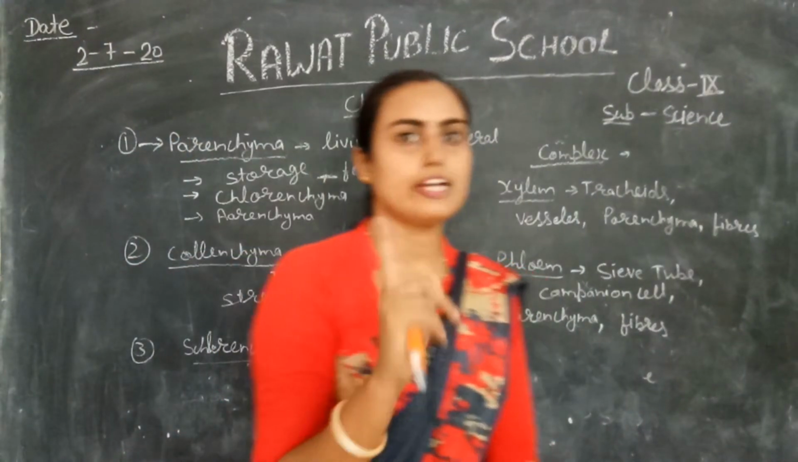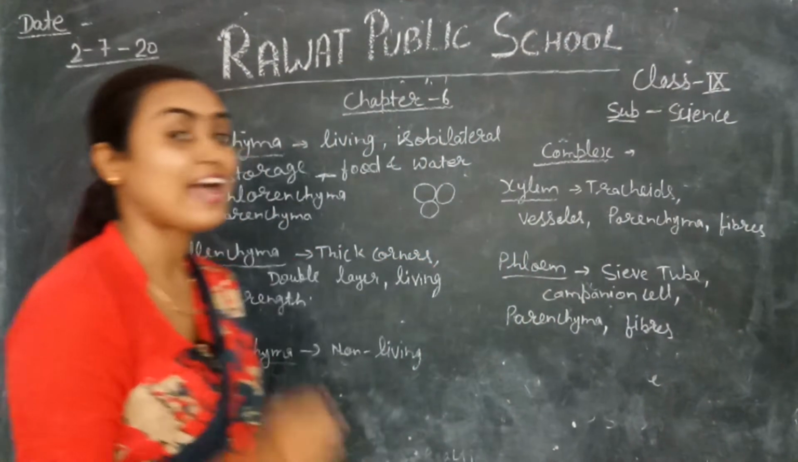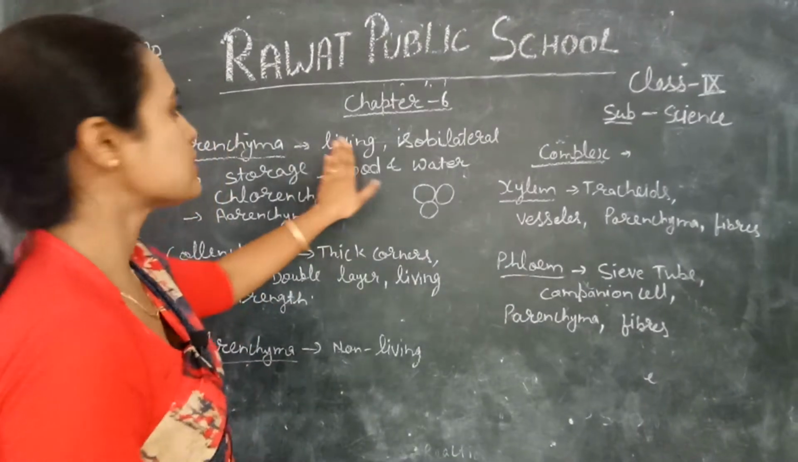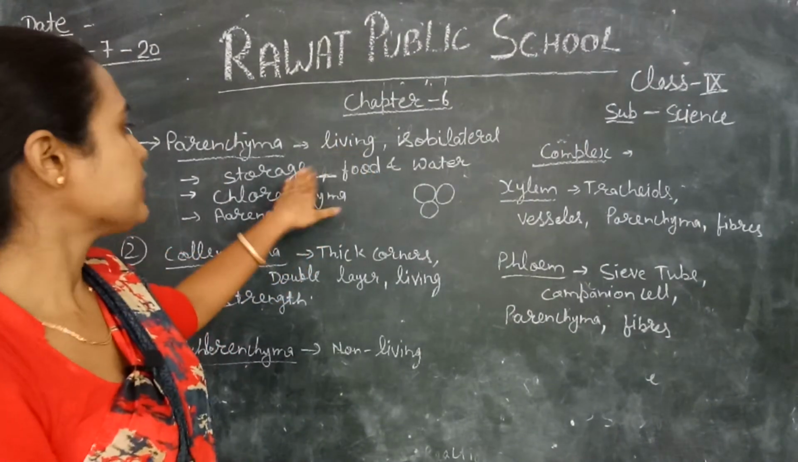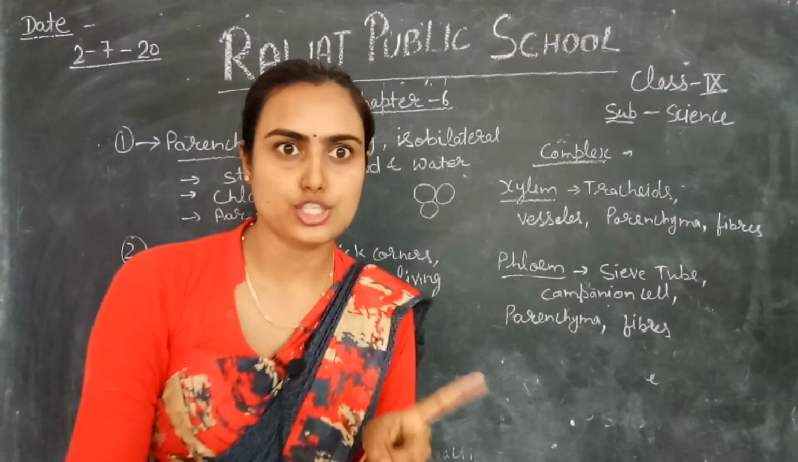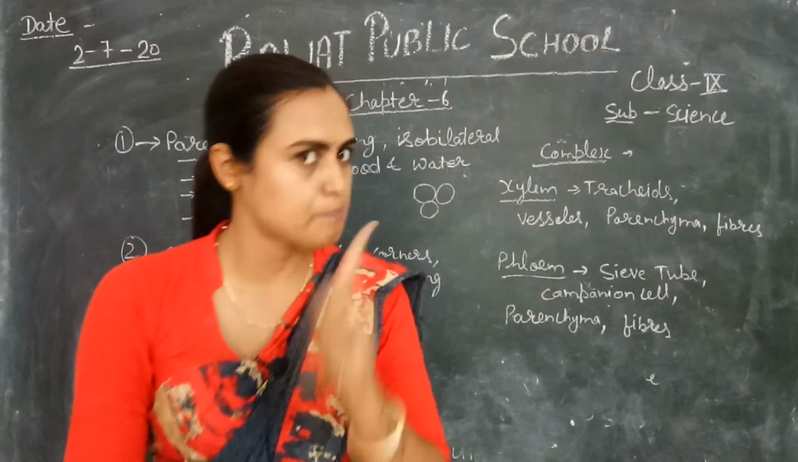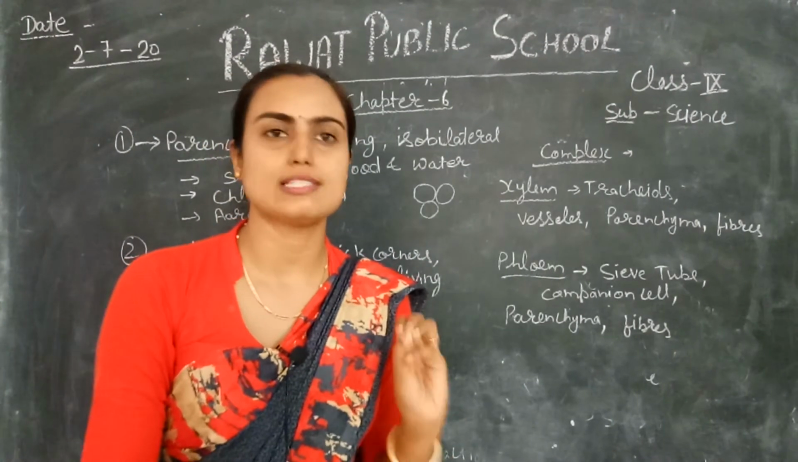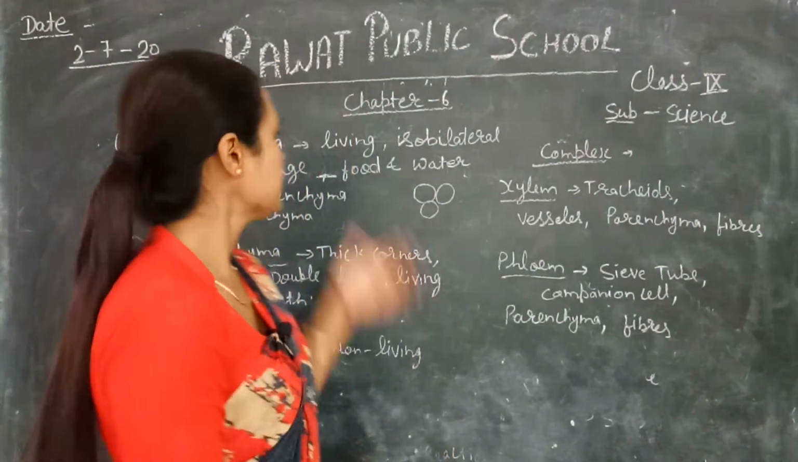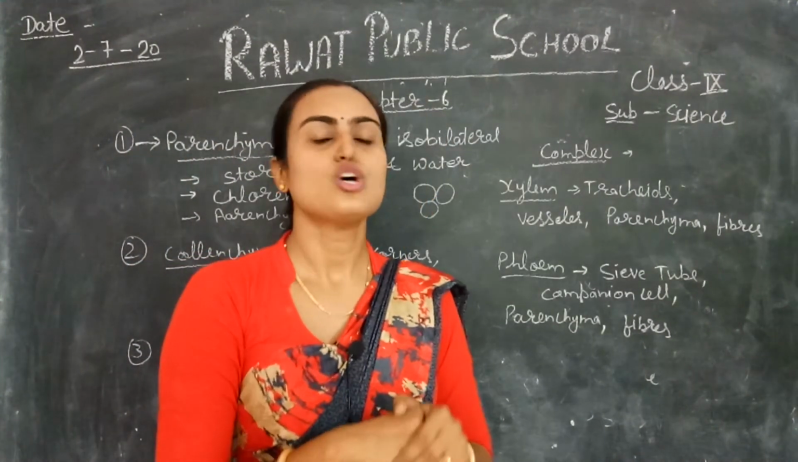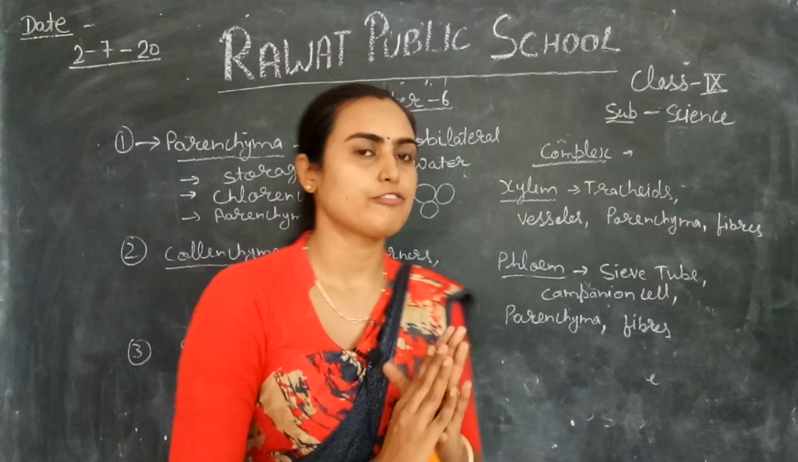First thing, they are living in nature, so they have the capability of storage, right? Only parenchymatous permanent tissue has the capability of storage because it is living in nature, and it stores the food and water of the plant.